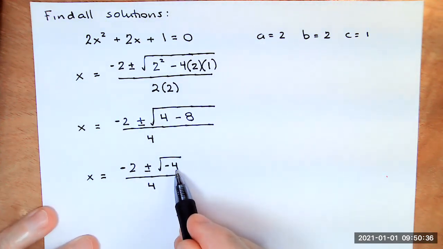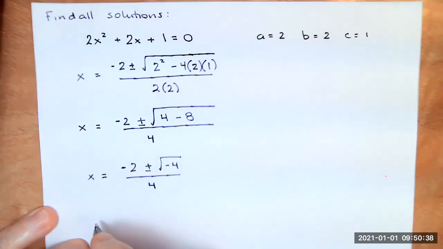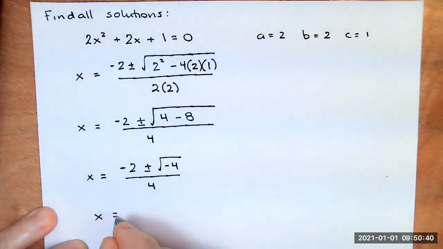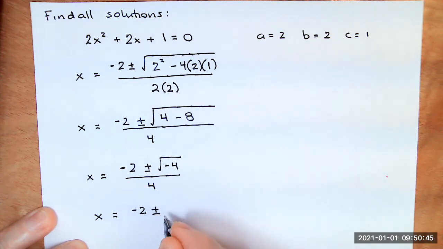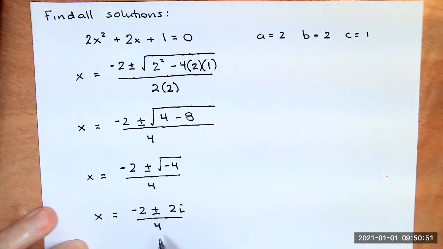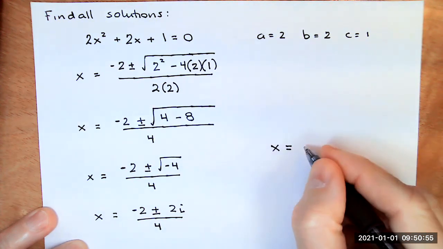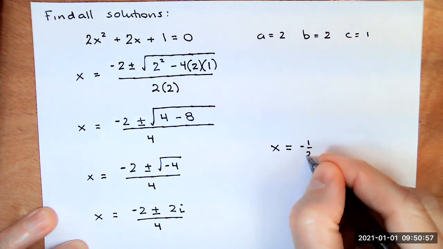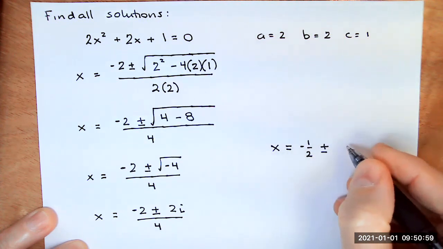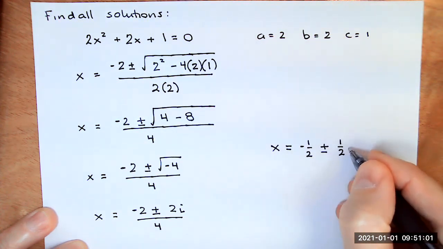4 is a perfect square, but it's negative, so we're going to get 2i. And you can either leave it like that, or if you wanted to, write negative 1/2 plus or minus 1/2 i.